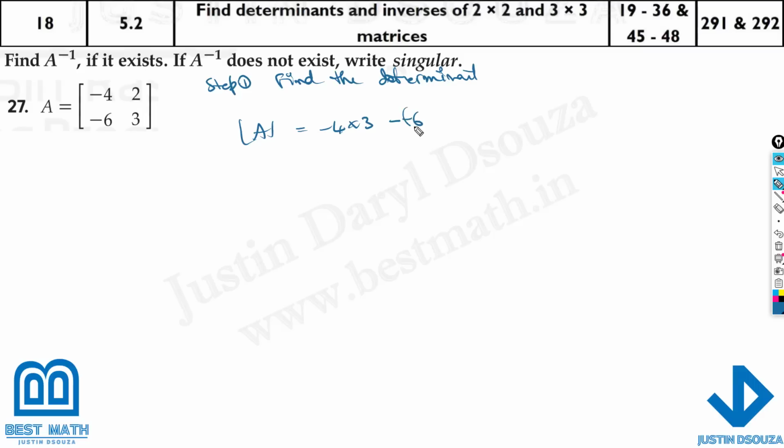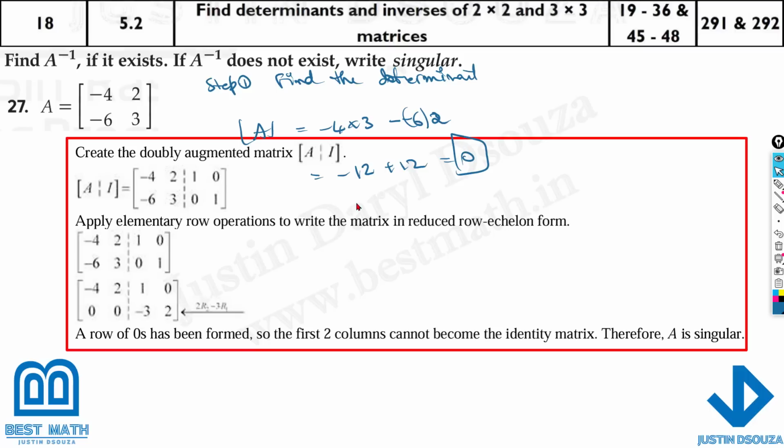Minus 6 times 2. And now minus 12. This is minus 12, but you add it up with plus 12. So the determinant is 0. There cannot be an inverse. This is a singular matrix. When there is no inverse, we call it singular. An inverse doesn't exist when you get a 0 as your determinant. Because this is 0, we can tell it is singular. See, this is the answer.